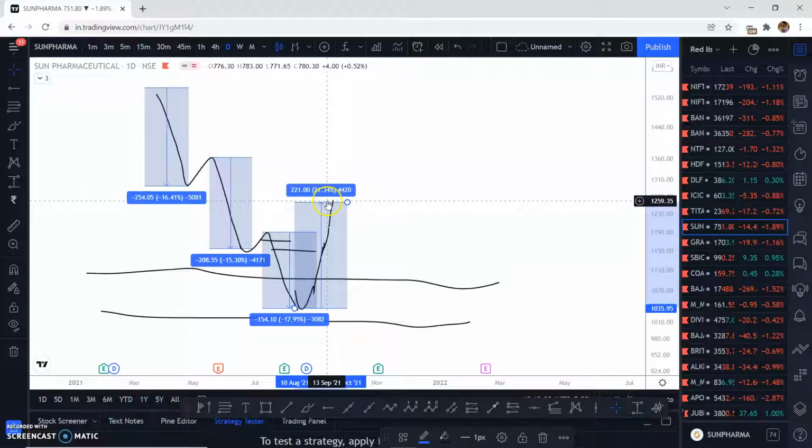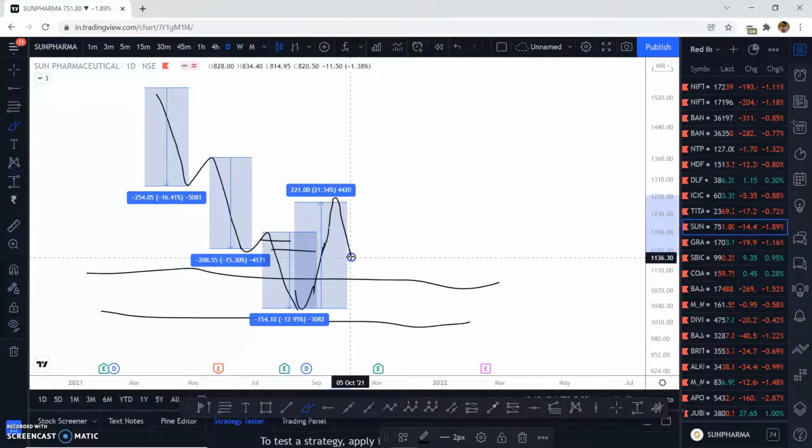Once I get this, what I want to see is a retracement to a very important order block, or to a very important demand zone somewhere here, and only then I'll start looking for my long trades. So you need to understand this very well.